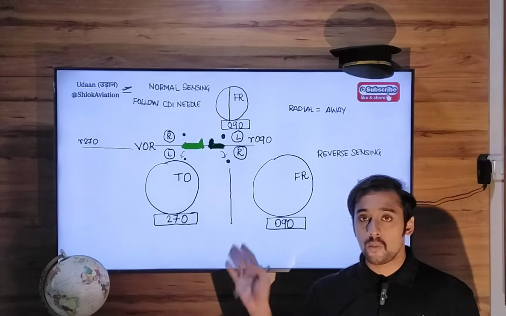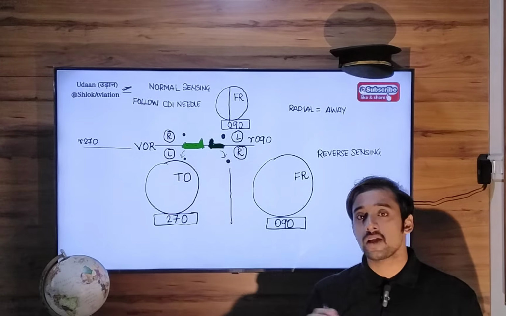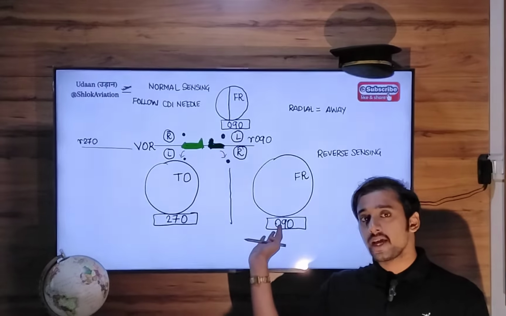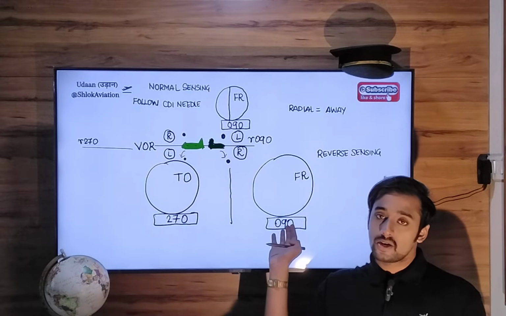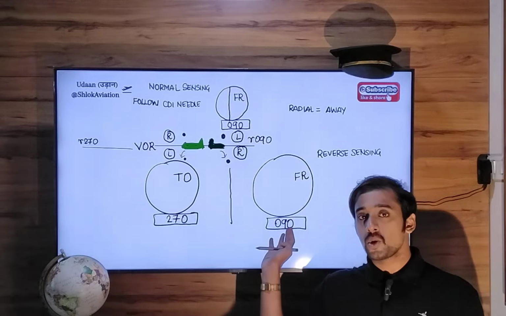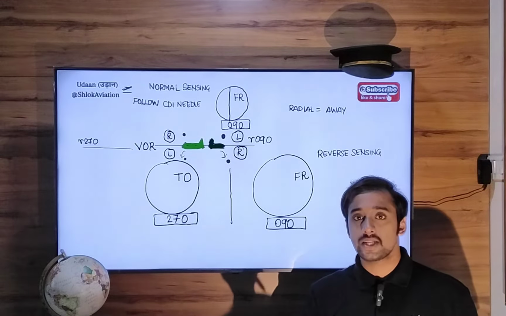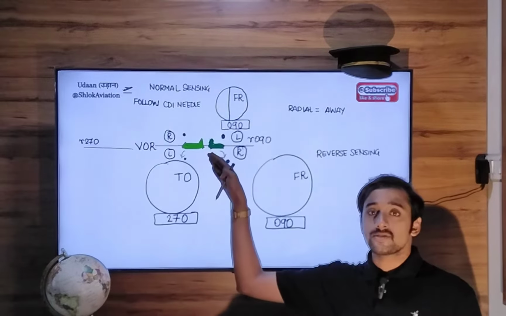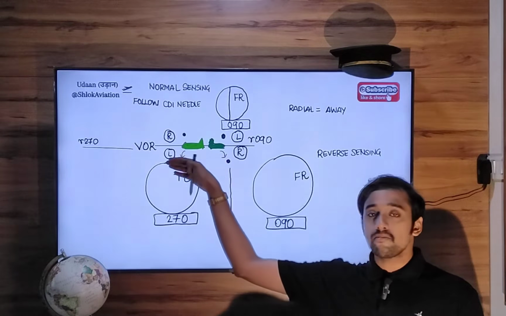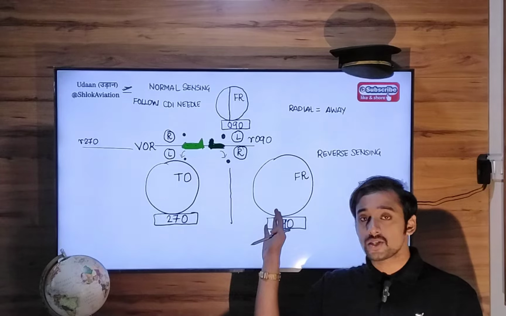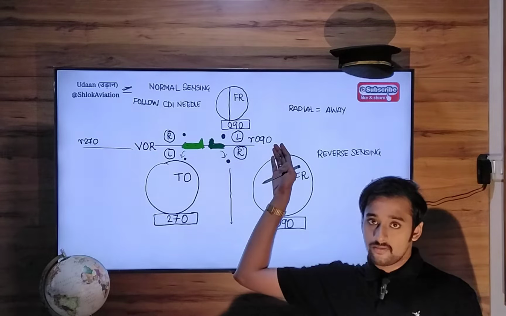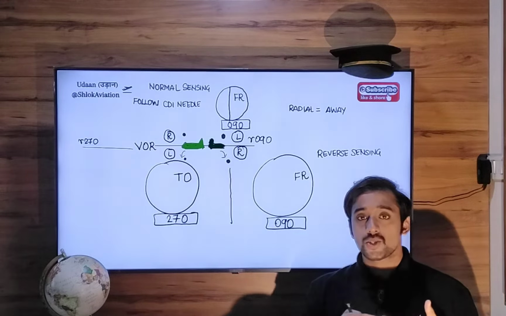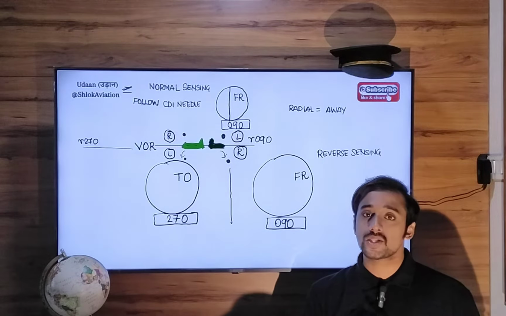Now this OBS instrument doesn't know that the aircraft is flying towards the VOR station. It only knows the input that you have fed to it. If you have put 090, all the indications given to you will be with respect to the 090 radial, which is the outbound radial. But you are flying inbound, and the indications you are getting are with respect to the outbound radial. So there is a mismatch, and therefore we call this reverse sensing.